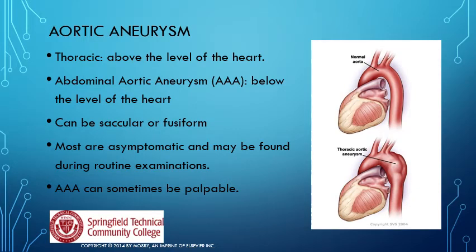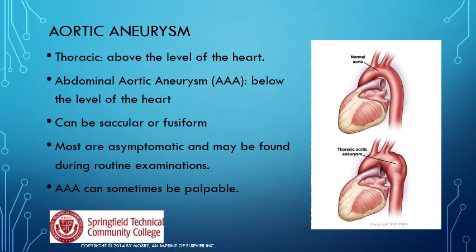So moving on, an aortic aneurysm is divided by location. A thoracic aortic aneurysm is found above the level of the heart, and an abdominal aortic aneurysm is below the level of the heart. They can be saccular, like in the cerebral aneurysms we just saw, the round berry shape, or they can be fusiform, like this picture here. This aneurysm of the thoracic aorta is a fusiform one. It's kind of like a vase or an urn shape around the vessel.